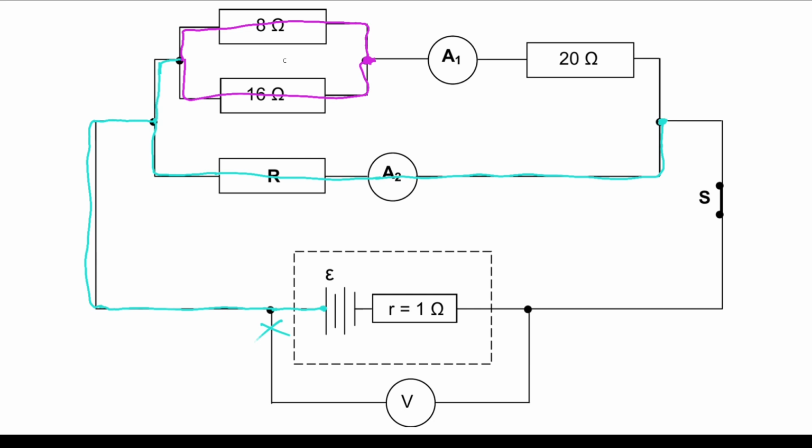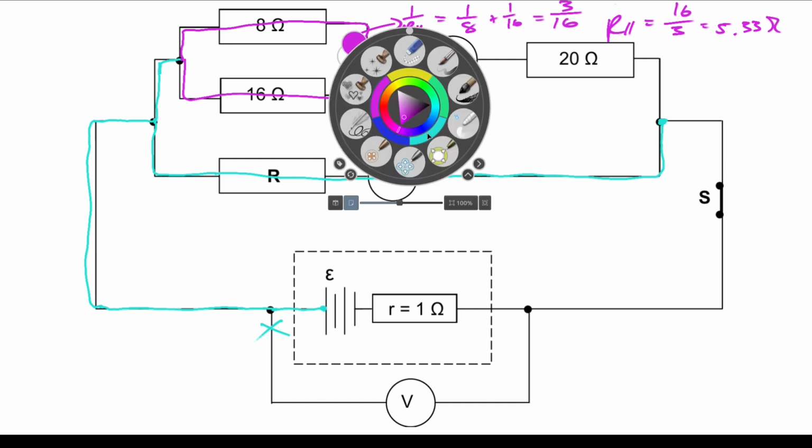So this is its own mini parallel section, and for this section we can do 1 over R parallel equals 1 over 8 plus 1 over 16. That would equal 3 over 16. I really should check my work here. So R parallel equals 16 over 3, and that would be 5.33 ohms. That was that parallel section.